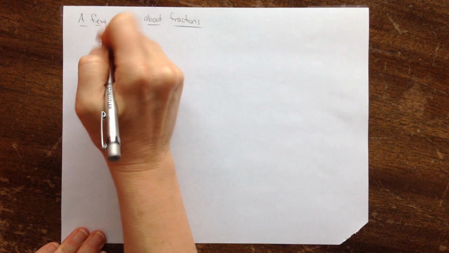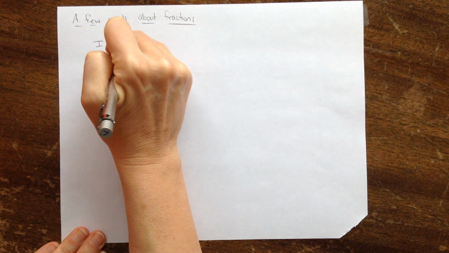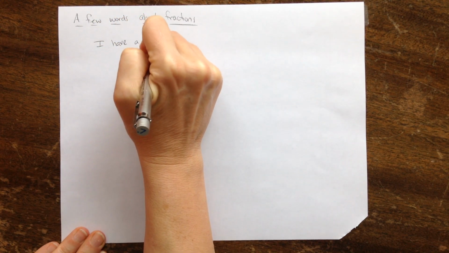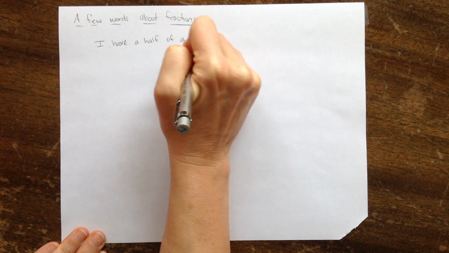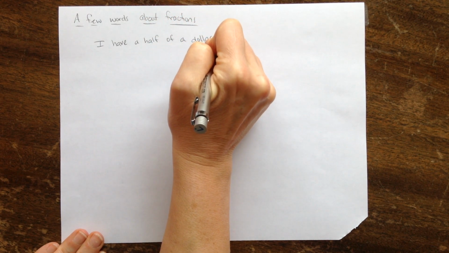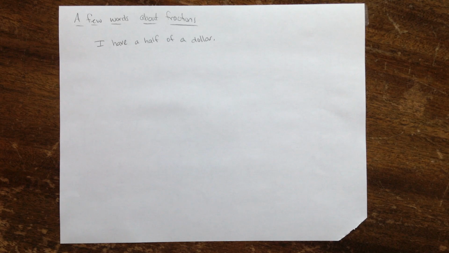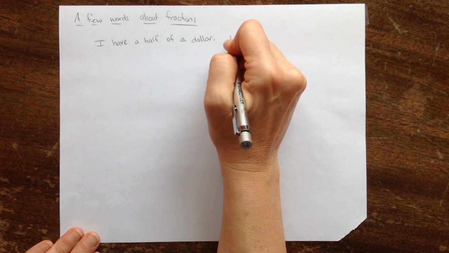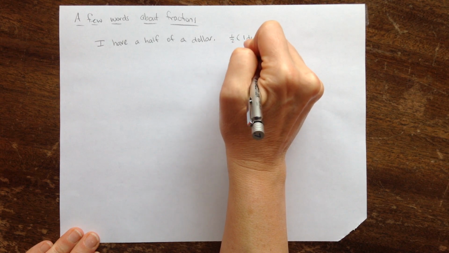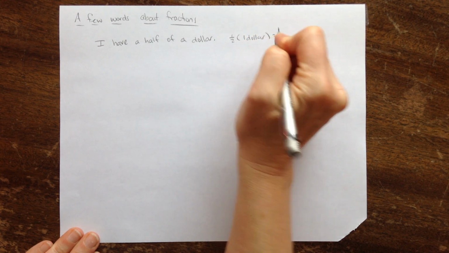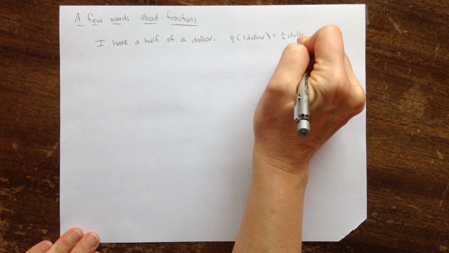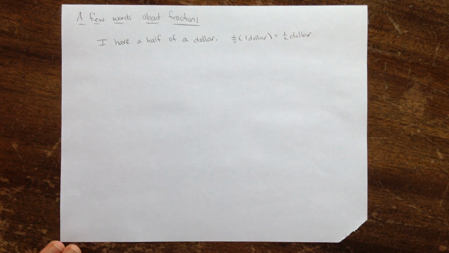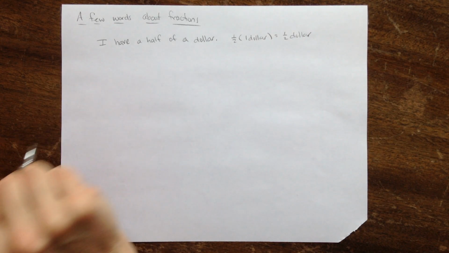Let's suppose I have a half of a dollar. That's 50 cents. That's one way to say it. I can say that by saying I have 1/2 of $1, which is a half a dollar, which of course is 50 cents. I guess that's not a very interesting example.